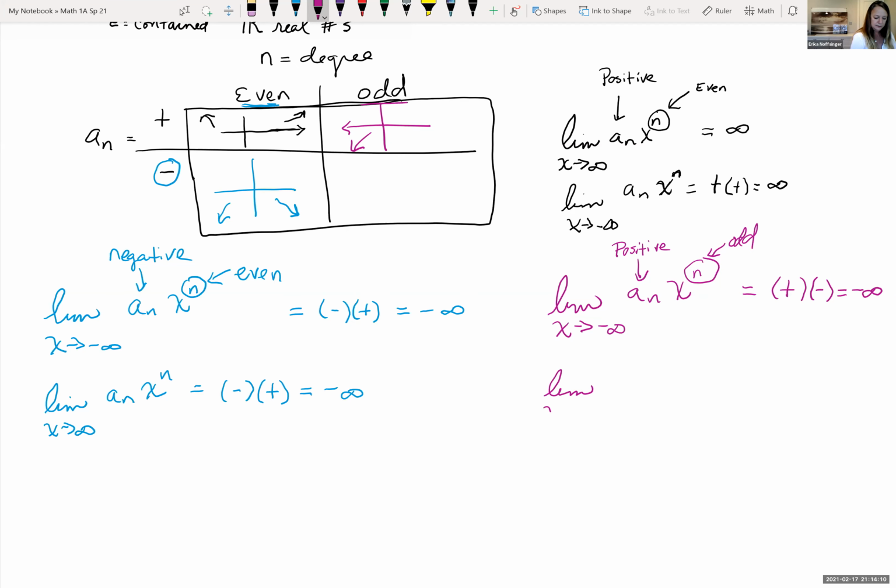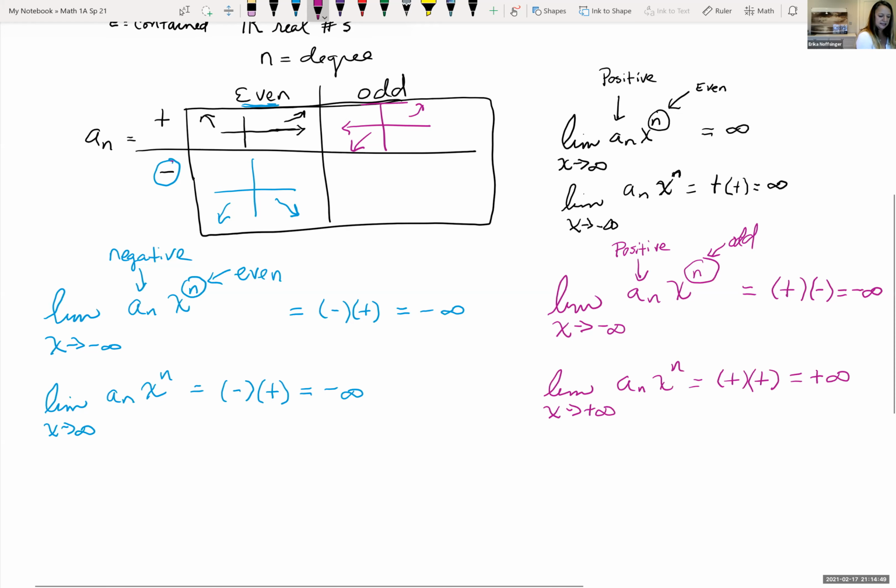And then the limit as x goes to positive infinity. Again, a sub n, this time we're going to say is negative. Oops, actually, I'm not done with what I was doing. I haven't looked at positive. Okay, so a sub n times x to the n. So a sub n again is positive. Any positive number raised to any power is positive. So we have a positive times a positive, which is going to positive infinity. So it's shooting upwards.